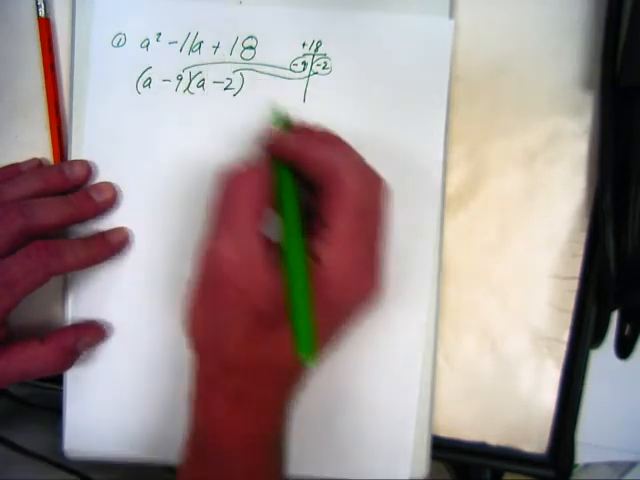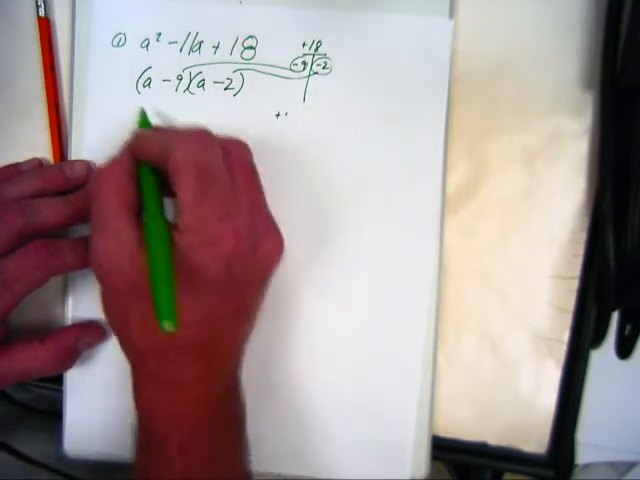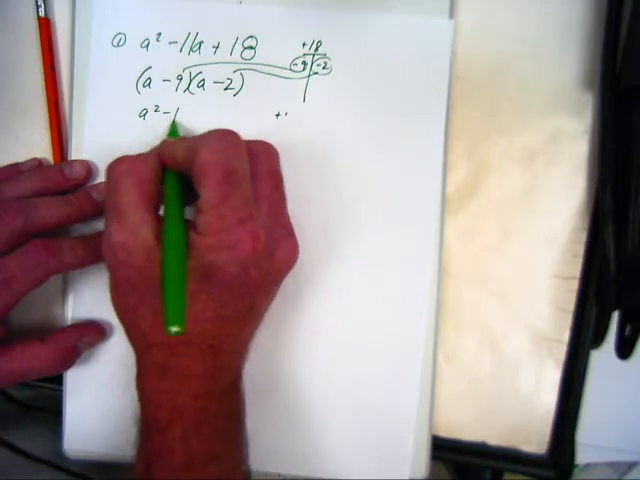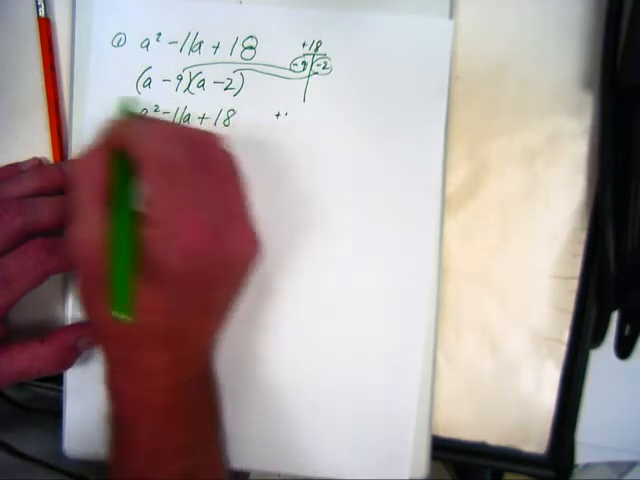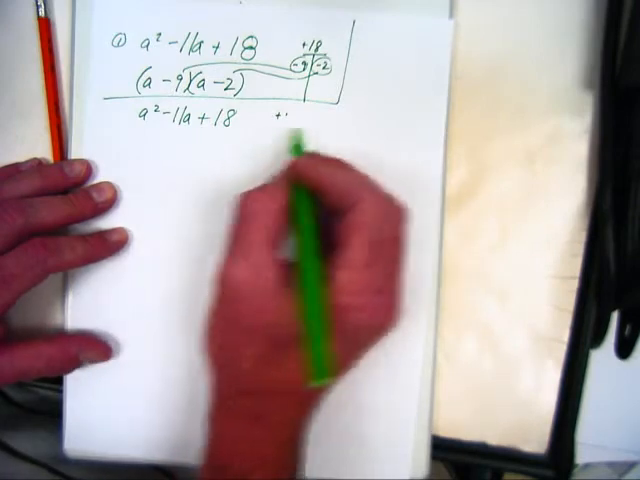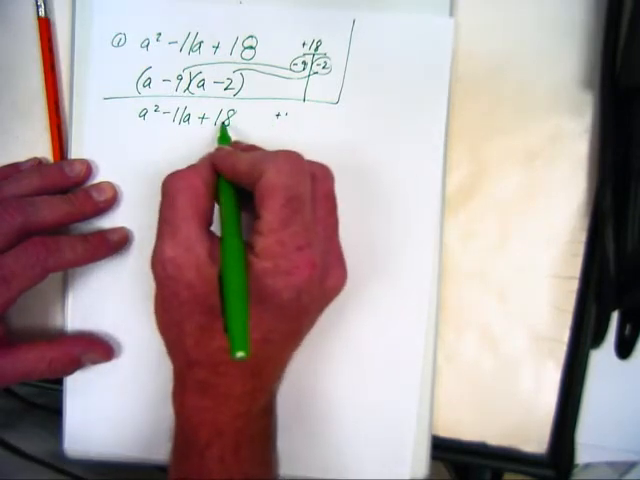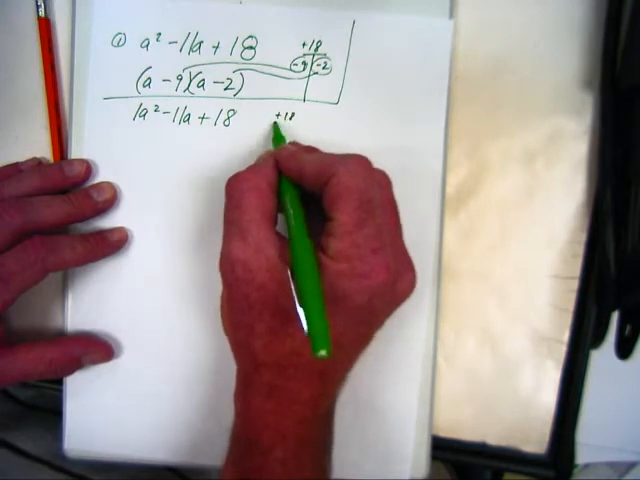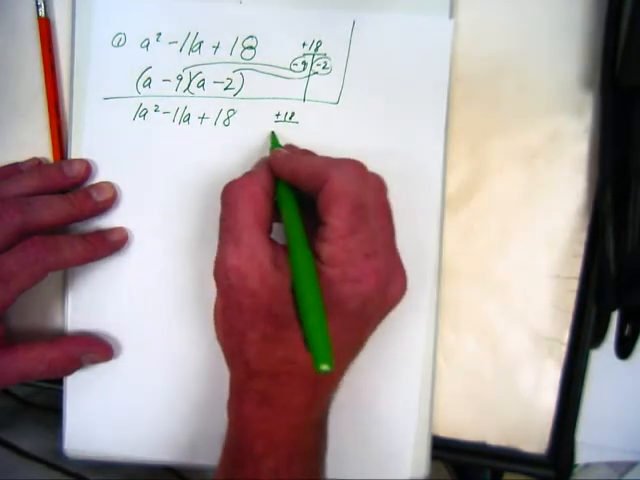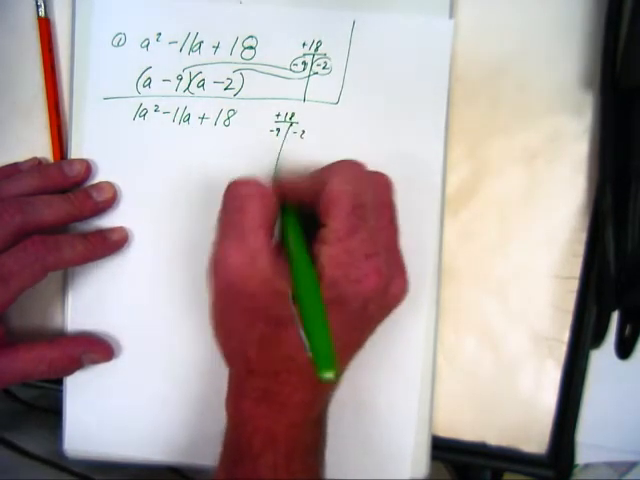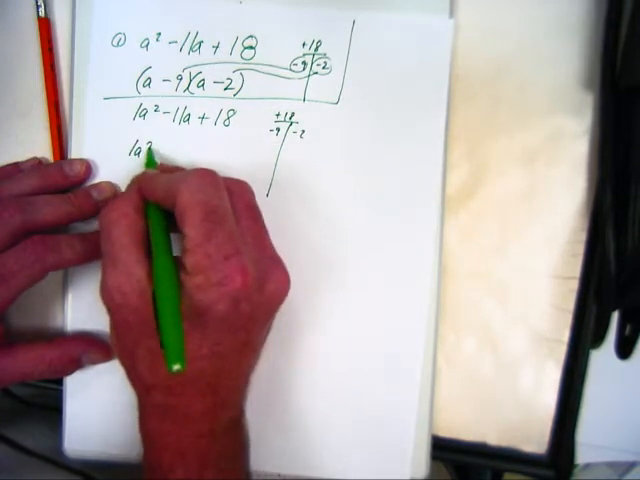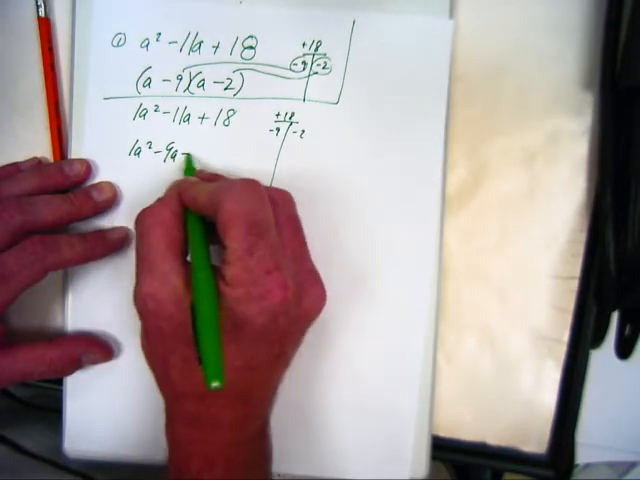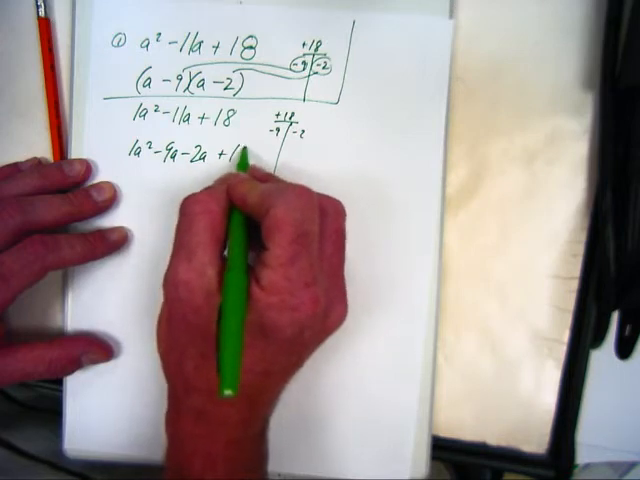Another way to do this is to group. I'm going to rewrite the problem, a squared minus 11a plus 18. Let's block that off. We need things that multiply. We can think of this as a 1 here, so 18 times 1 is positive 18. We need things that add to negative 11, negative 9 and negative 2.